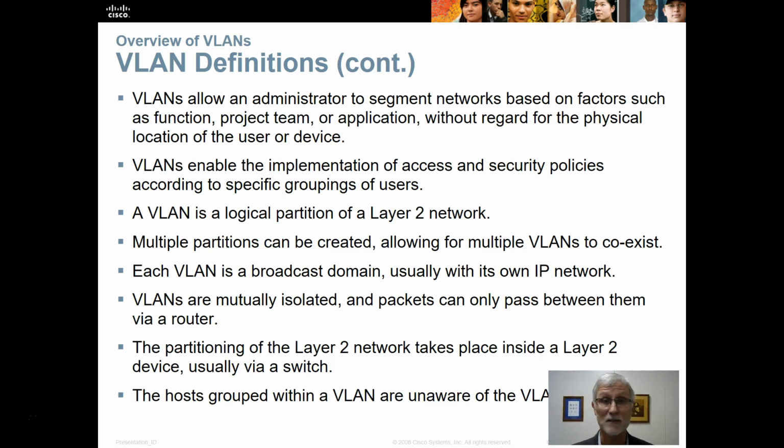Now, each VLAN is its own broadcast domain, and of course it's usually within its own IP network. They're mutually isolated. Packets can only pass between them through routers. So if I'm going from VLAN 1 to VLAN 2, I've got to go through the router. This partitioning of the network takes place only inside the layer 2 device, which in most of our cases is a switch. And hosts that get plugged into it have no clue that the VLAN exists and that they're being isolated from other ports on that switch.